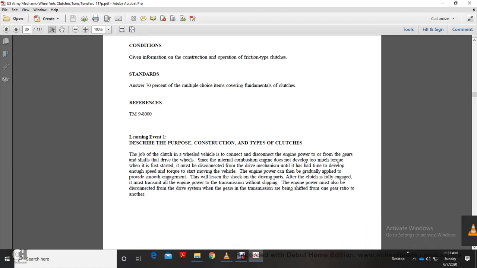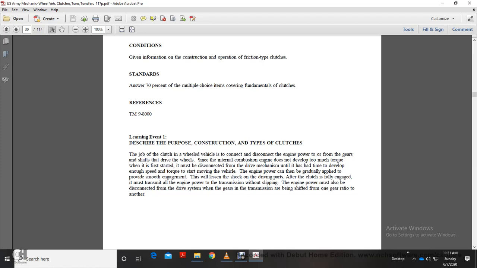The job of the clutch in a wheeled vehicle is to connect and disconnect engine power from the gear shaft of the drive wheels. The internal combustion engine does not develop much torque when it's first started. It must be disconnected from the drive mechanism, as it has a hard time developing enough speed and torque to start the vehicle moving. The engine power can then be gradually applied to provide smoother engagement. This lessens the shock to the driving parts after the clutch is fully engaged.